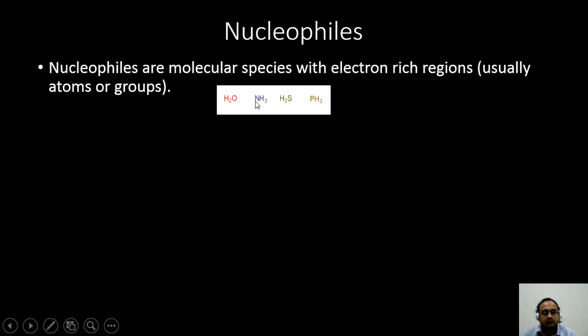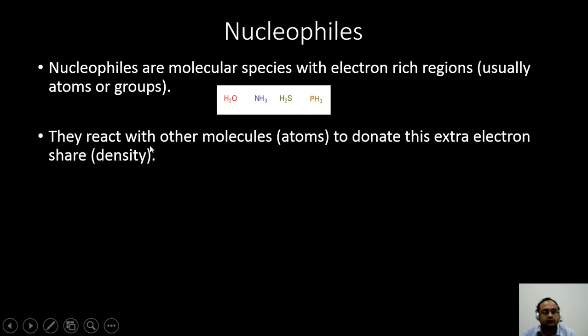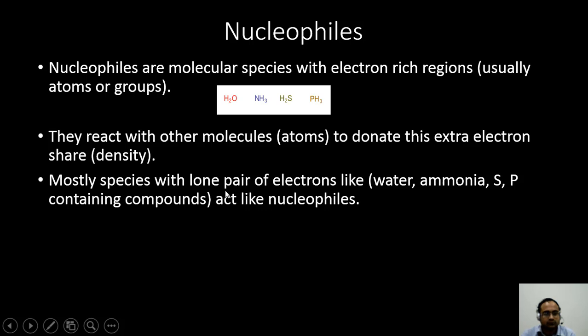Oxygen has two lone pairs in water. In ammonia, the nitrogen has one lone pair. Again, in H2S, sulfur has two lone pairs. And in phosphine, phosphorus has one lone pair of electrons. Therefore, these molecules are nucleophiles and they react with other molecules or atoms to donate this extra electron density. Mostly species with lone pairs of electrons, like water, ammonia, or any other molecules containing oxygen, nitrogen, sulfur, phosphorus, will act as nucleophiles under the right conditions.